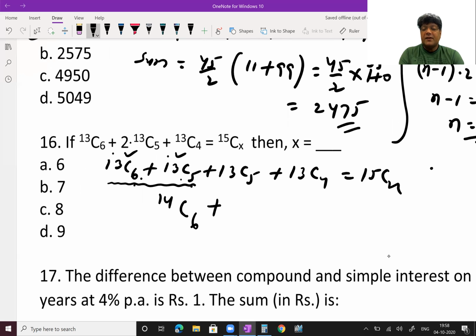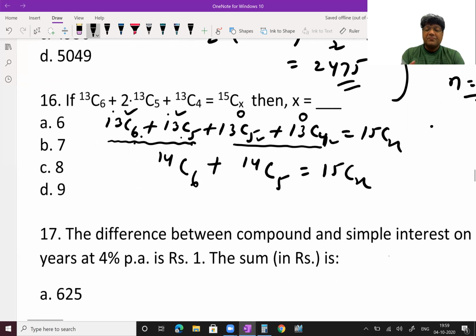Plus, similarly, now you see these two. Upper part 13, 13 same. Lower part only one difference, one is 4, the other is 5. So it can be applied here. Combining these two, the upper part will be one more than 13, that is 14. And down, the greater of 5 and 4, which is greater, 5, is equal to 15CX.